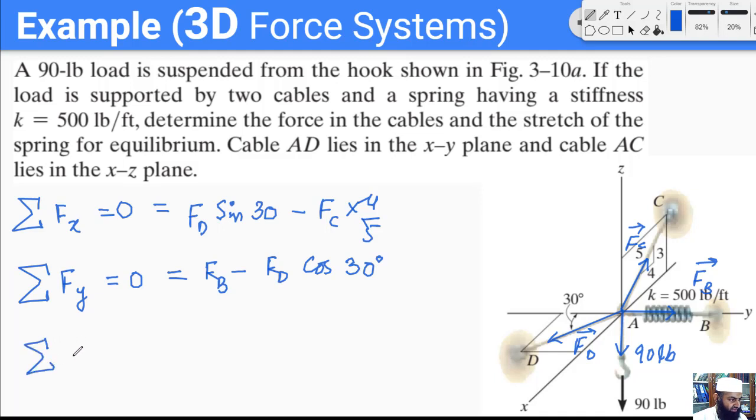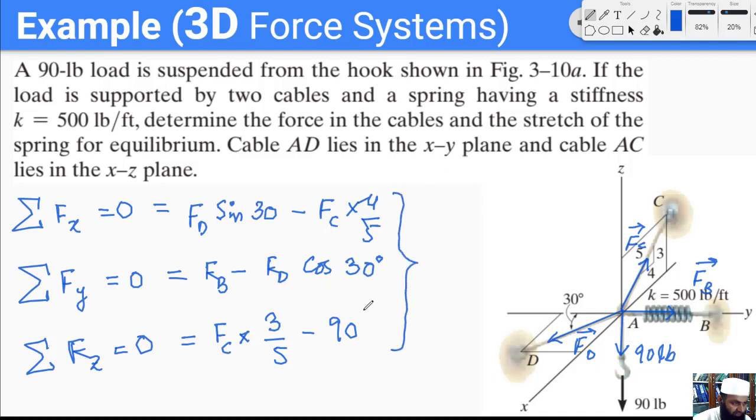The last equation is in the Z direction, the sum of forces equals 0, which implies that the only two forces which have a non-zero Z component are this force FC and this 90 pound force. So we say it is FC times 3/5, and then minus the 90 pound force. So these are our three simultaneous equations, and we have only three unknowns.